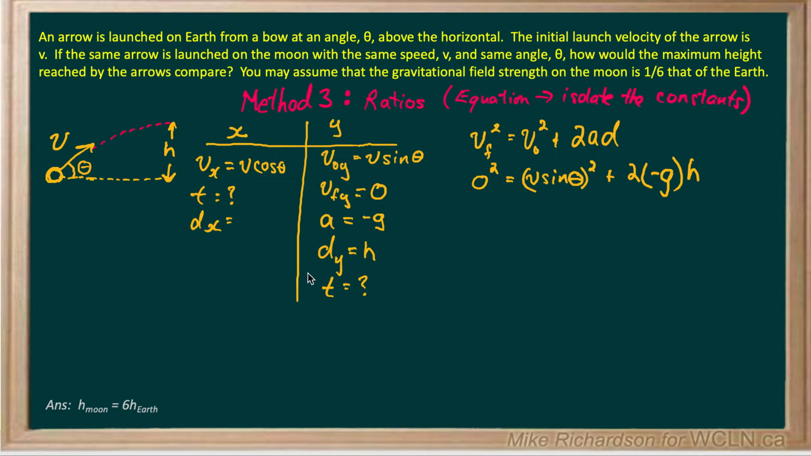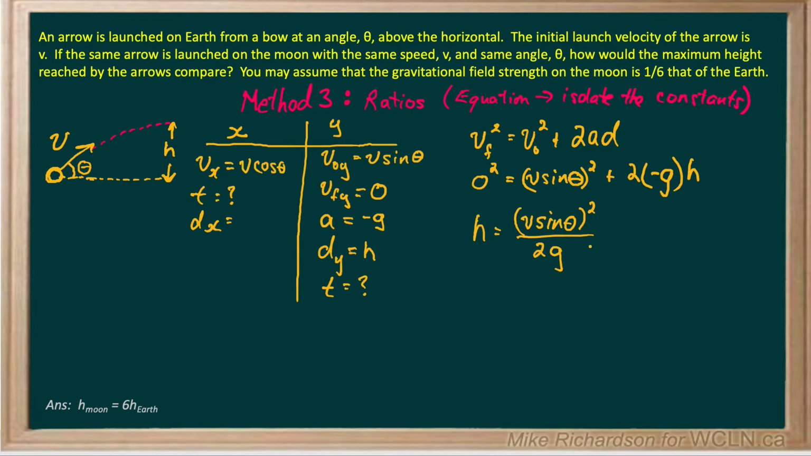So putting in our values, staying within the y column, I get 0 squared, because my final velocity vertically is 0, equals V initial squared. Now we said V initial was V sine theta. Notice it's all in brackets and we have to square that. And then I just sub in. 2 stays, but acceleration is negative g. And we're going to solve this equation for h. So when I do that and do a little bit of algebra, I get h equals v sine theta all squared all over 2g.